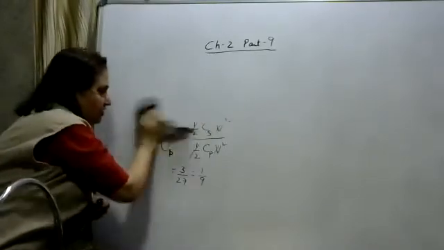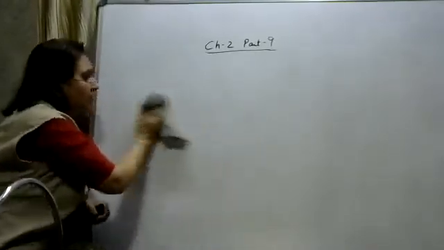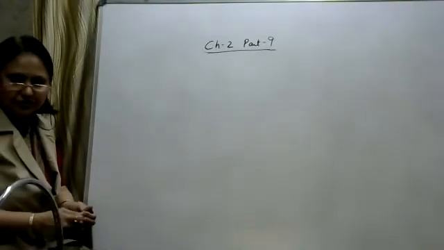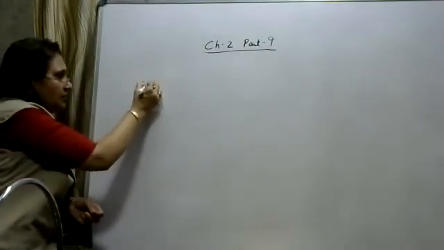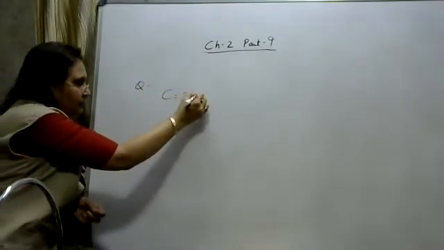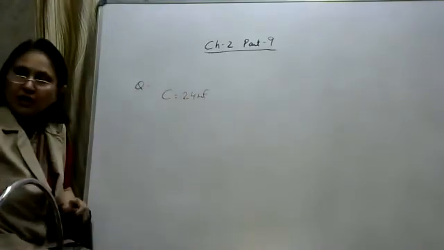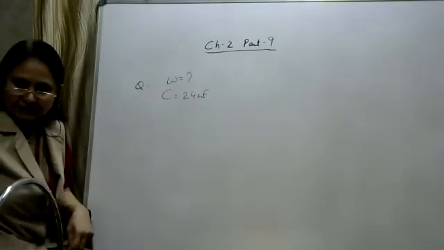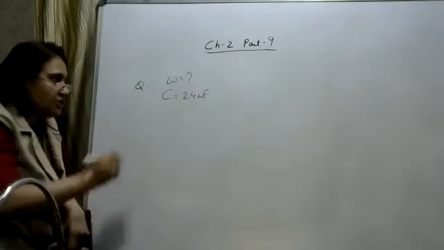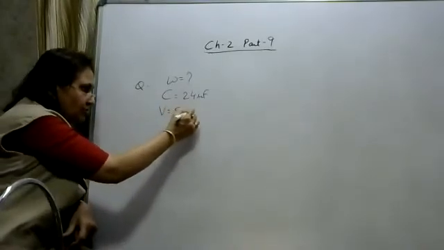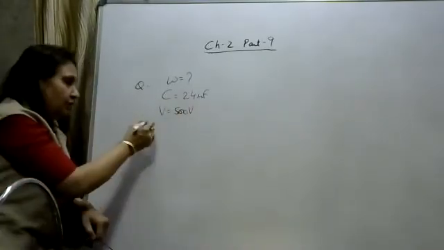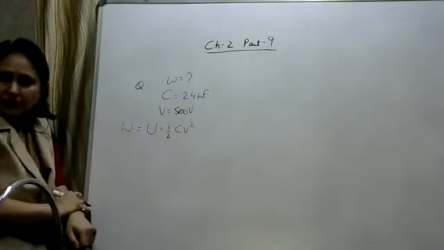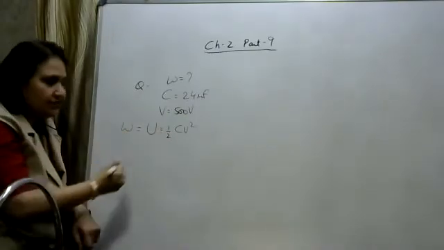So in this question, you have to find out the work done. Work done means the energy stored, as we have just seen. This work done is stored in the form of electrostatic energy. Given that capacitance is 24 microfarad and the potential difference between the plates is 500 volts. We know that the energy stored is half CV square. This energy stored is equivalent to the work done. So work done is equal to half CV square.